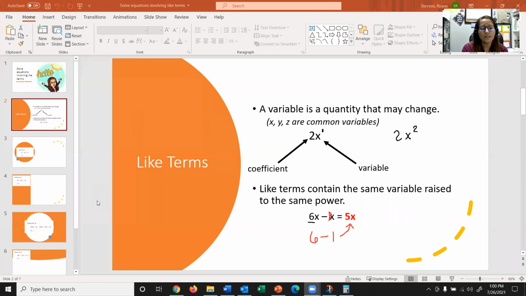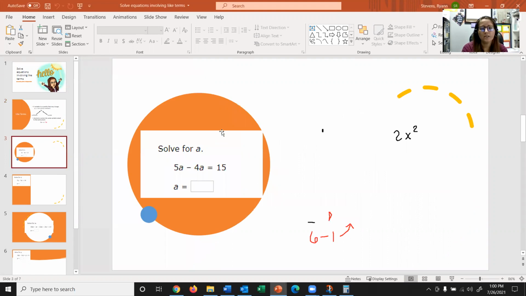Okay, so I want to take a look at some examples of this. Some of these examples are going to ask you to actually solve for the variable, but there is going to be that additional step of combining those like terms of the equation. Okay, so let's take a look at this example. Now, in this case, we can see we're solving for a. That's the whole purpose of this. We are going to solve for what this variable is. We want to know what a is equal to.